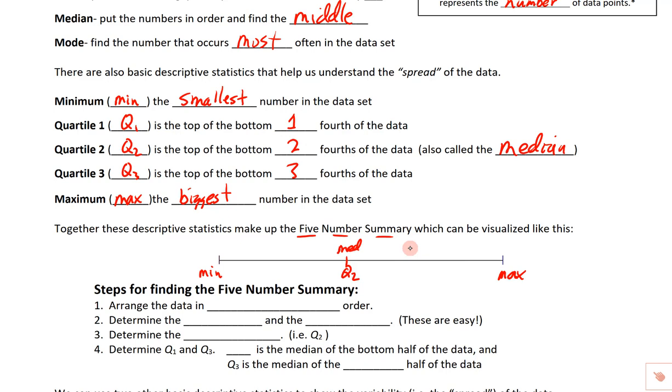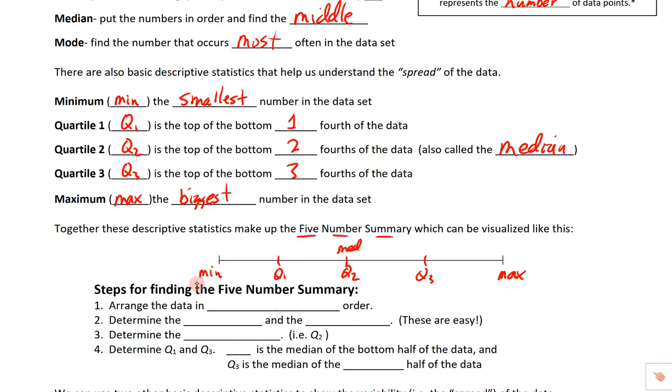Now, in order to find Q1, we basically just make a mark right in the middle there. So we'll call that Q1. That's quartile 1. All right, let me make that look nice. And then up here, this would be quartile 3. So this is the top of the bottom 1/4 of the data. This is the top of the bottom 2/4 of the data. This is the top of the bottom 3/4 of the data. And then this right here, that's the max. So all of the data is that or smaller.